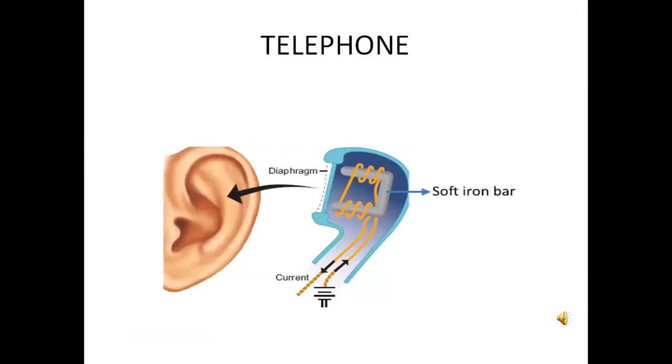Next, telephone. Telephone is an application of the magnetic effect of electric current. Here the diaphragm is attached to a spring that is fixed to the earpiece. When a current flows through the wires, the soft iron bar becomes an electromagnet. The diaphragm becomes attached to the electromagnet. As the person on the other end of the line speaks, his voice causes the current in the circuit to change. This causes the diaphragm in the earpiece to vibrate, producing sound. This is the working of a telephone.